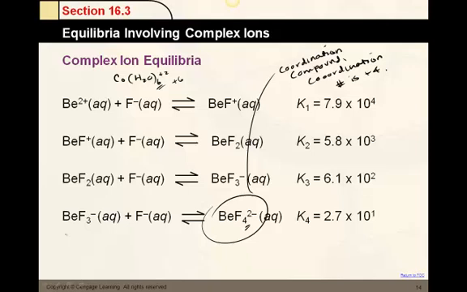Let's try one more. Ag(NH3)2 +1. That looks like an I. That's supposed to be a parenthesis. There we go. What about the coordination number for that? Hopefully you see it's 2 because there are 2 ammonias attached to that metal ion.